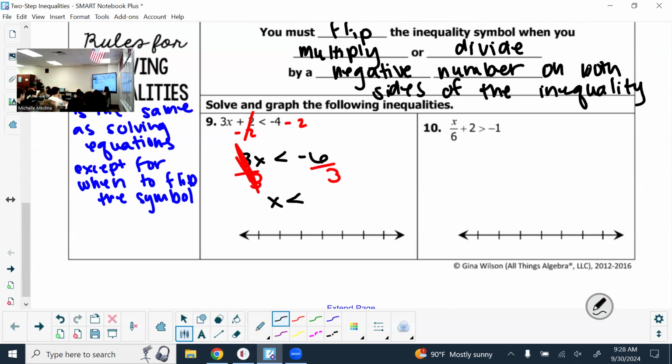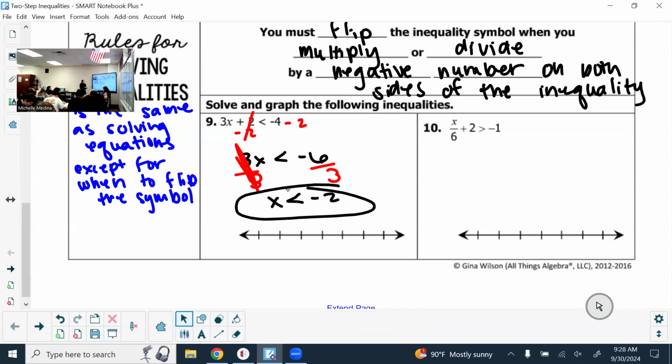And that's where I made sure to emphasize, when you're multiplying or dividing by a negative on both sides. Just because this 6 is negative, that doesn't mean you flip the sign. It has to be what you're dividing by on each side that is negative for it to flip. Okay, so otherwise, what is -6 divided by 3? And now that I have the x isolated, this is my solution. x less than -2. Any value that is smaller than -2 will make this true.